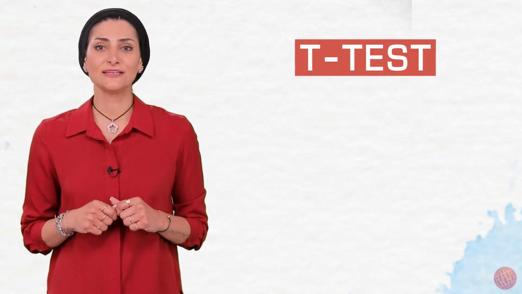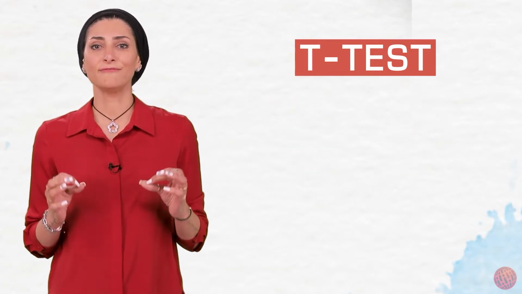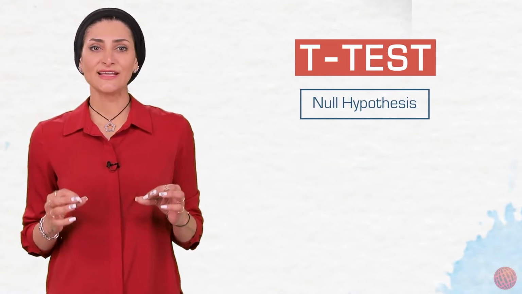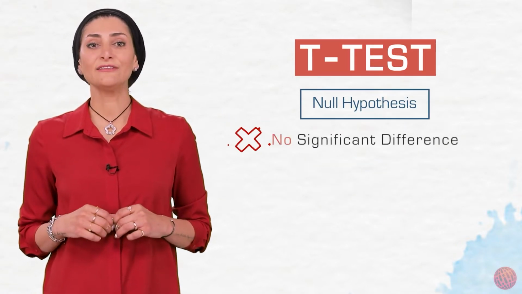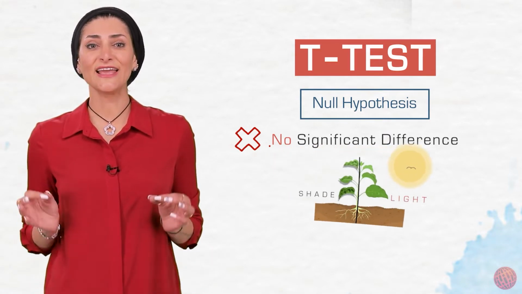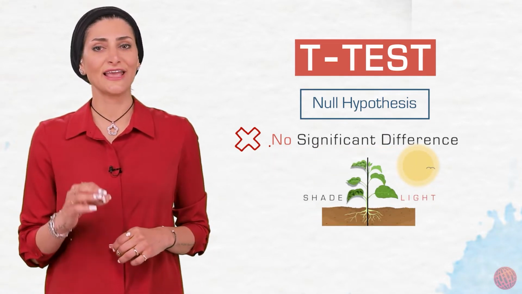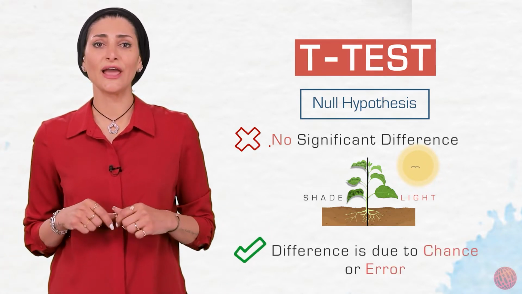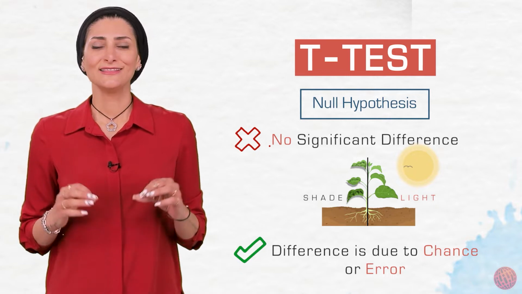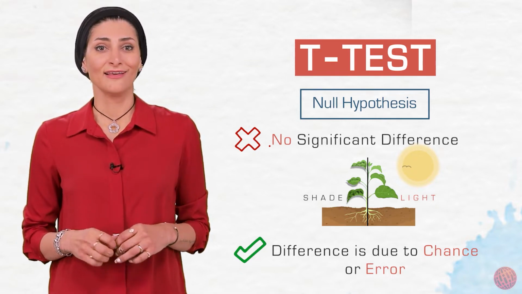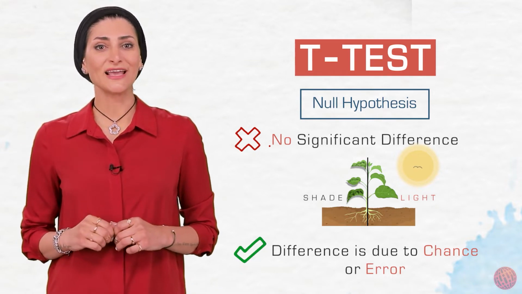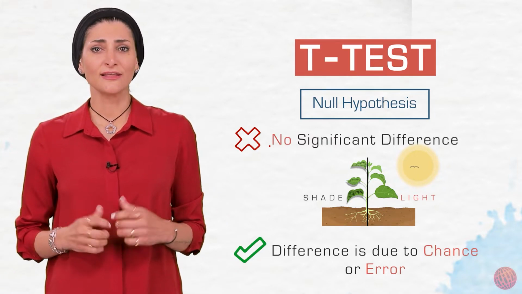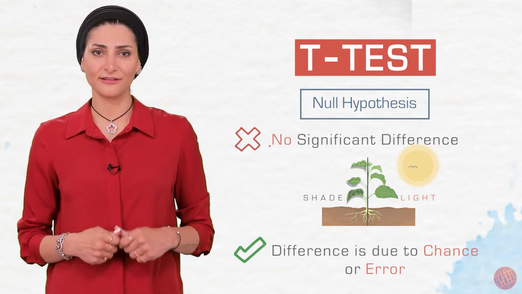Before conducting the t-test, you need to come up with the following two hypotheses. The null hypothesis, which states that there is no significant difference between the mass of leaves in shade and the mass of leaves in light, and the difference noted may be due to chance or error. In simple words, this means that you do not think that the mass between the two groups is going to be different, and whether plants grow in shade or light, the mass of their leaves is not affected.